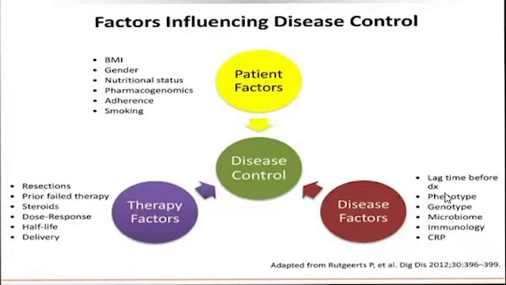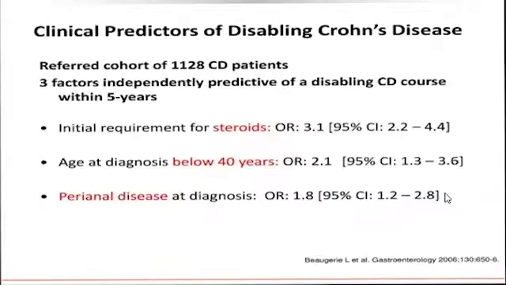We have patient factors. BMI: an obese patient may have a poor response to anti-TNF. Gender: being male is a bad factor, an indicator that you will not respond to the anti-TNF. Nutritional status, pharmacogenomics of the drugs, adherence, and smoking as well. We have clinical predictors of disabling Crohn's disease. Three factors we know: steroid, age at diagnosis below 40, and perianal disease.